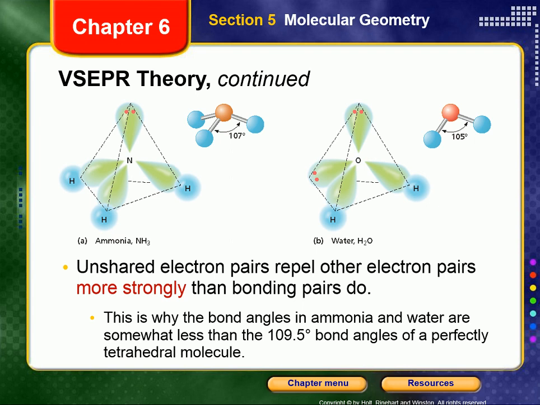In figure 6-22b, note that the bond angles in ammonia and water are somewhat less than 109.5, the 109.5 degree bond angles of a perfectly tetrahedral molecule. These angles are smaller because the unshared electron pairs repel electrons more strongly than do bonding electron pairs.